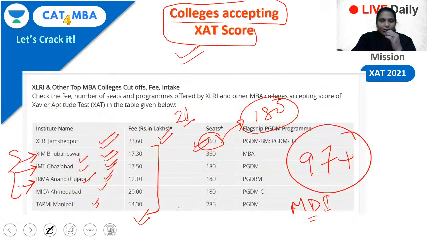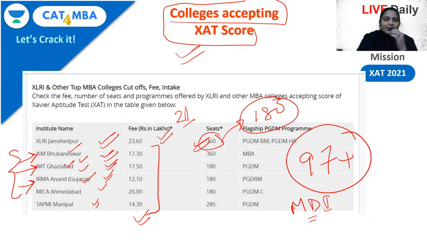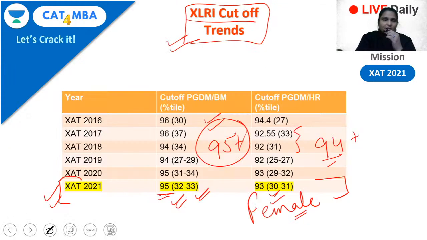Now, an important thing: when we were talking about these colleges here, XIMB Bhubaneswar, IMT, and IRMA, you require an XAT percentile of around 90 to make the cut there. In fact, SPJain also takes the XAT score, and the cutoff percentile is approximately 93.